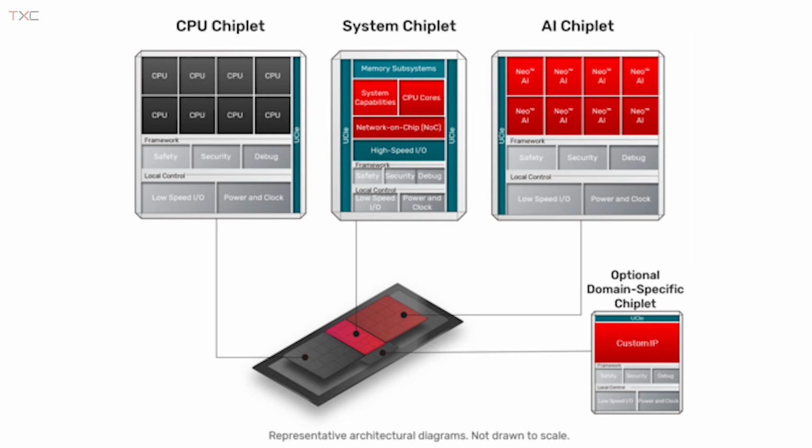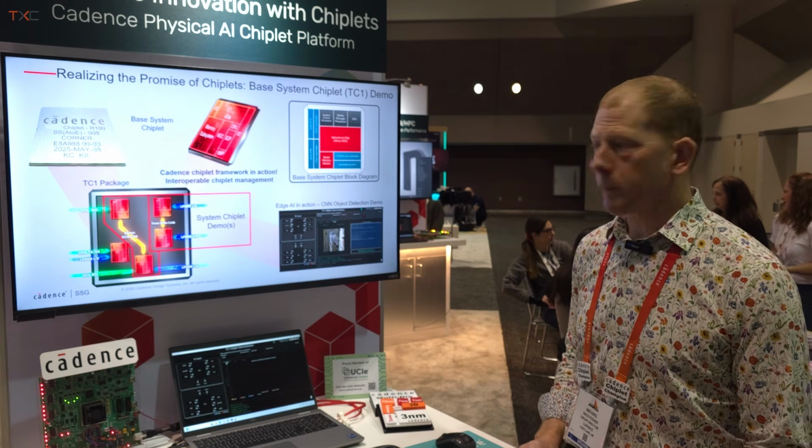It is a 3+1 chiplet platform that consists of a CPU chiplet, an AI chiplet utilizing Cadence's Neo NPU AI, an optional domain specific chiplet, which would be an add-on to the system, and today's demonstration will be the base system chiplet. This is the primary chiplet within this system that facilitates the communication across chiplets and also includes the interfaces to things like memory as well as standard interfaces such as PCIe. Today's demonstration is the system chiplet prototype.